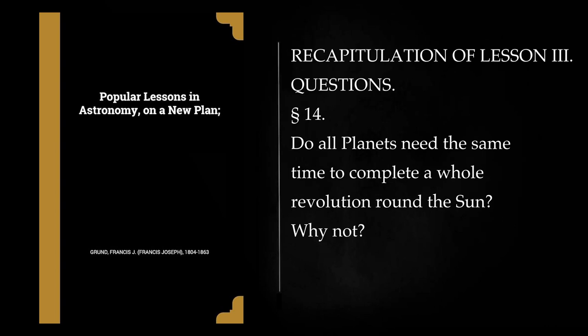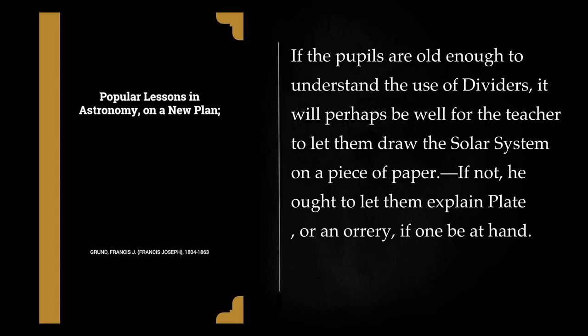Recapitulation of Lesson 3. Questions. Section 14. Do all planets need the same time to complete a whole revolution round the sun? Why not? If the pupils are old enough to understand the use of dividers, it will perhaps be well for the teacher to let them draw the solar system on a piece of paper. If not, he ought to let them explain plate, or an orrery, if one be at hand.